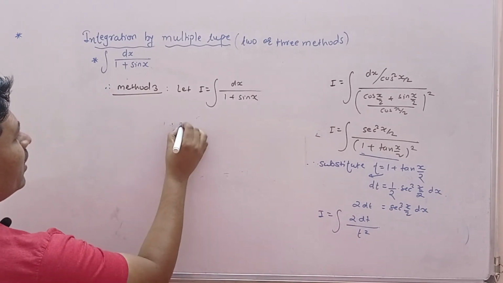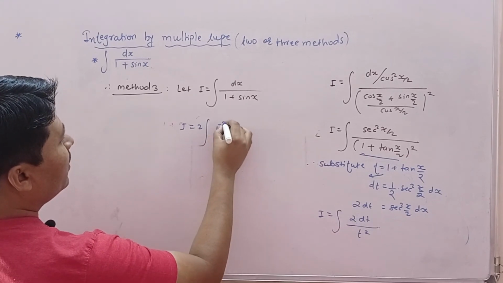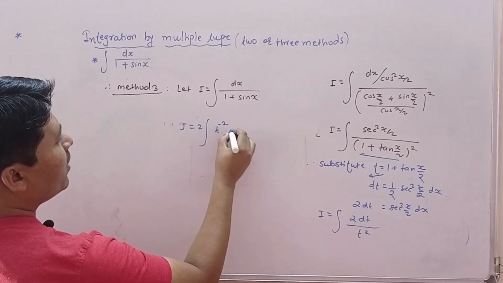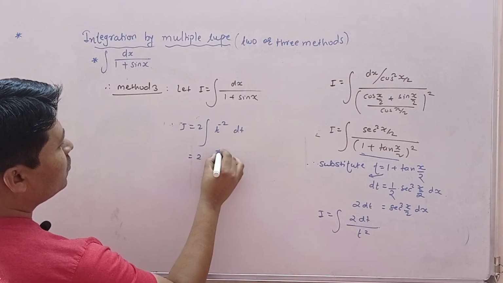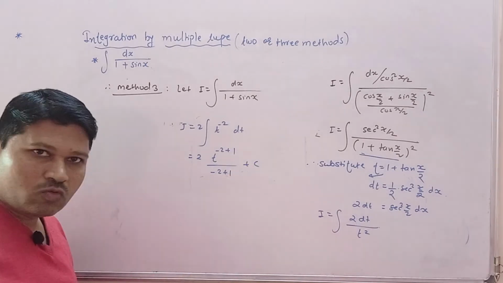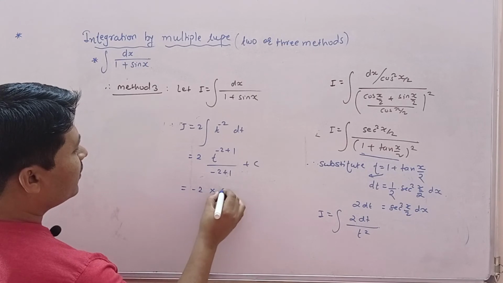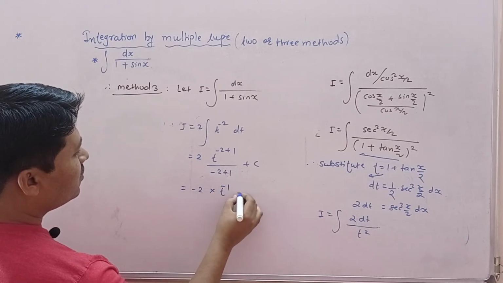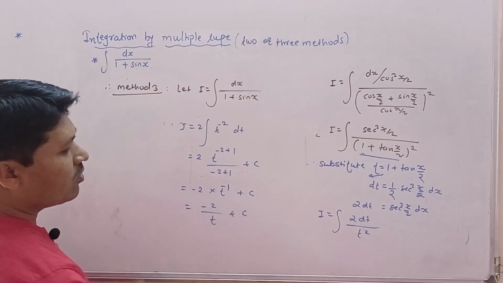I is equal to 2 times the integration of t raised to minus 2 dt. Therefore we get t raised to minus 2 plus 1 divided by minus 2 plus 1, plus c, the constant of integration. Therefore this is minus 2 t raised to minus 1, plus c, that is minus 2 upon t plus c, the constant of integration.